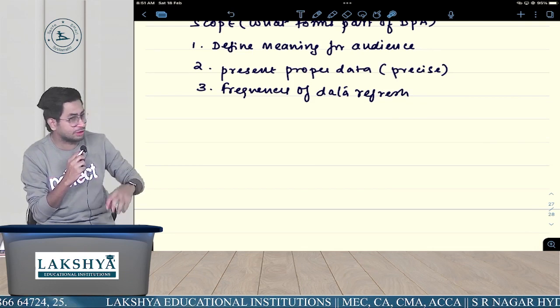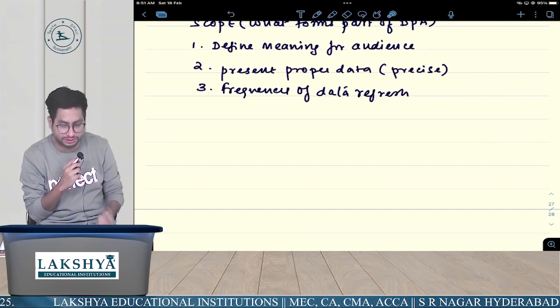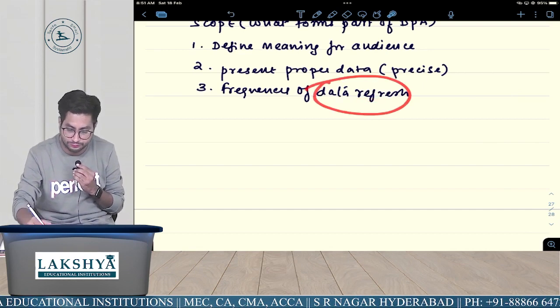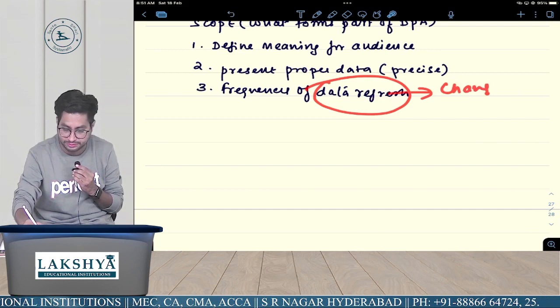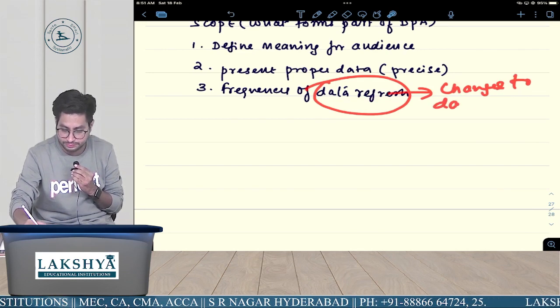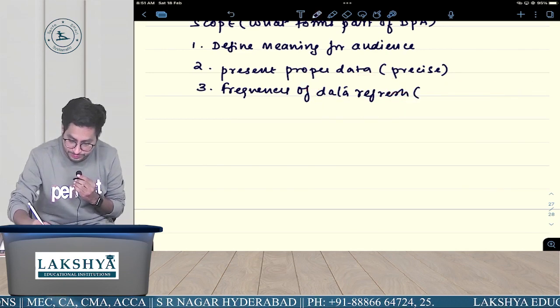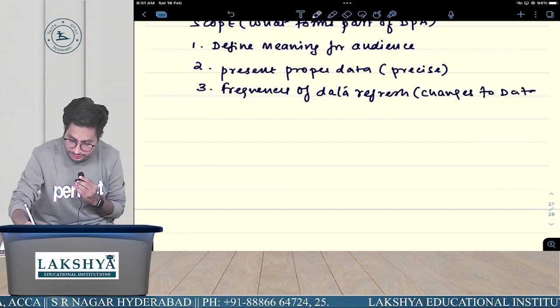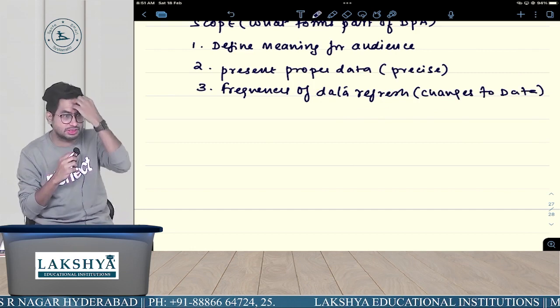So whenever new data comes, whenever new amendments come, I need to refresh the data. If they ask what is data refresh, your answer should be changes to data. In MCQs, data refresh means changes to data. Here, data refreshing means changes to data.